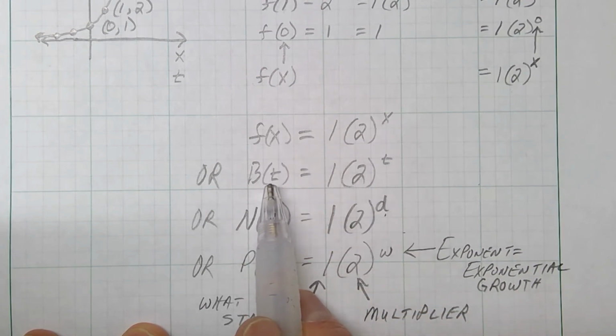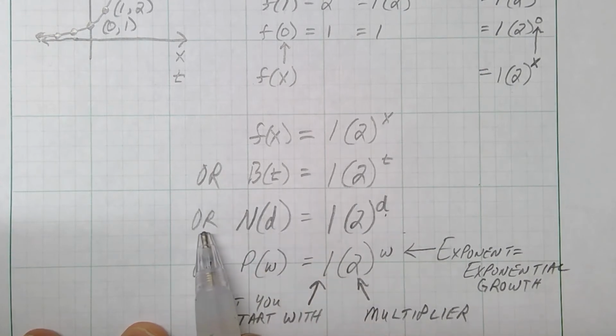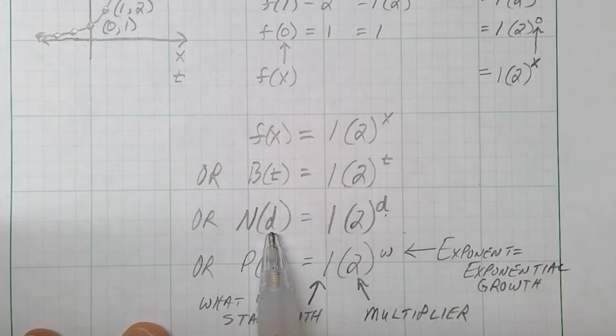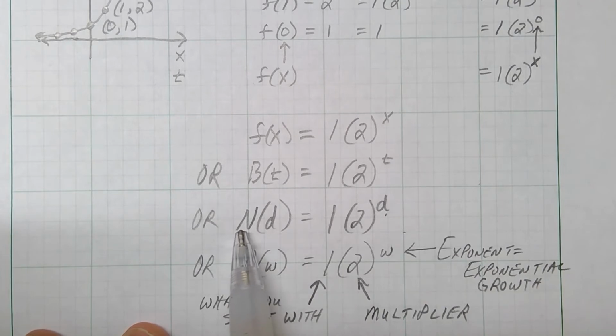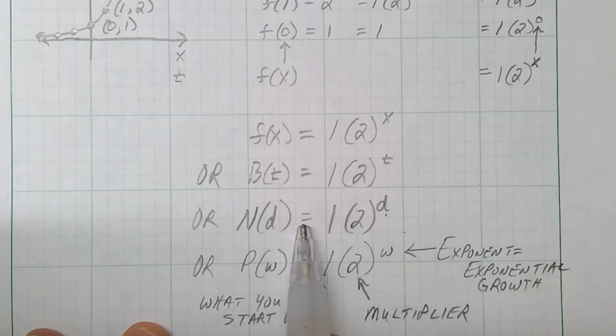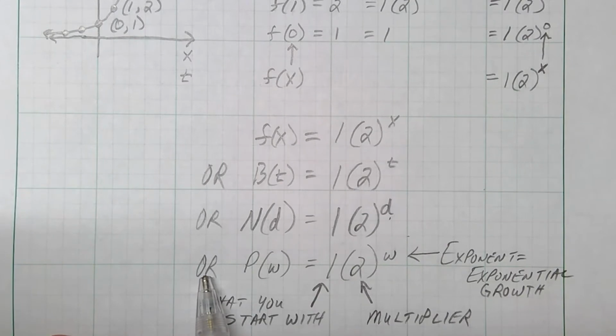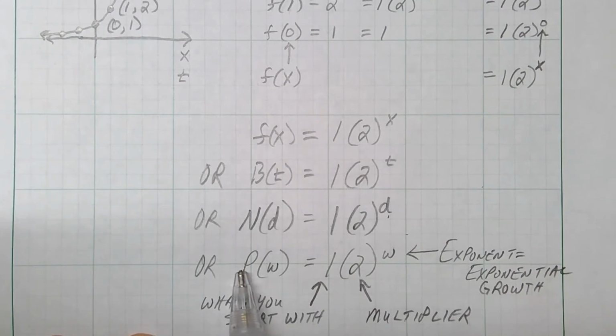So if they say use t for your x-axis, then this will be a t and that'll be a t. Or they might be talking about the number of fish in a pond after a certain number of days. So n in terms of d is 1 times 2 to the d. Or maybe you're doing a profit function, and the profit depends on how many widgets you produce. So p in terms of w is 1 times 2 raised to the w.